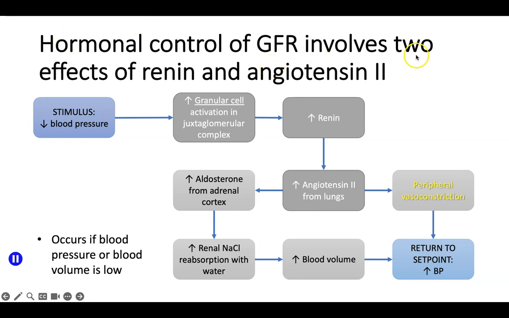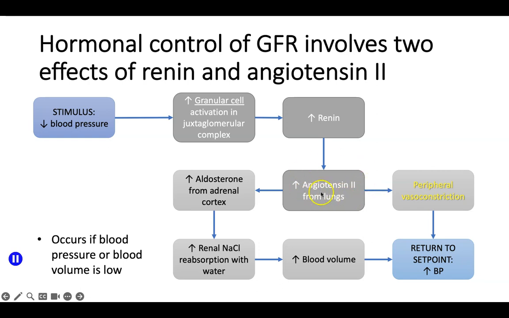It's going to involve two different effects of the renin-angiotensin system. So this is only occurring if blood pressure or blood volume are low. As blood pressure decreases, the granular cells, which are part of that juxtaglomerular complex, remember they're some of the smooth muscle cells lining the afferent arteriole, they're now going to start secreting renin. The renin is then going to travel through the blood to the lungs, and cells within the lungs will produce another hormone called angiotensin II.